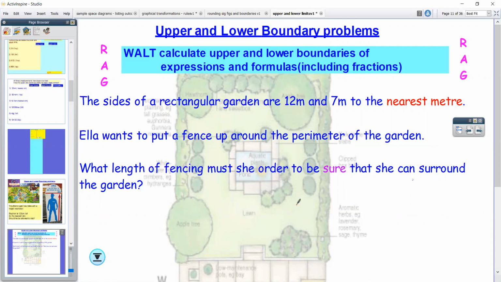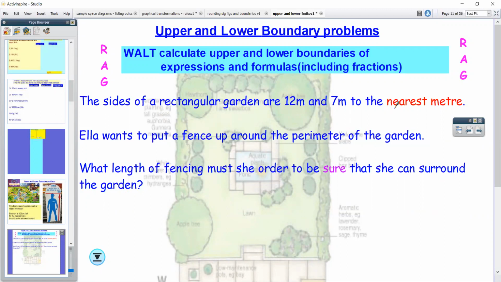But she has to be sure that she can surround the garden. And that's to the nearest metre now. Afterwards, you can question, is that realistic? Would you round to the nearest metre if you're doing measurements or not? Probably to the nearest centimetre. Is that going to make a huge difference? Maybe even the nearest millimetre. Is it going to make a huge difference if your boundaries are out?